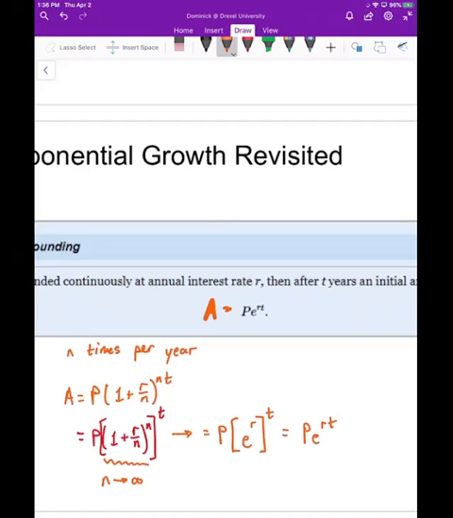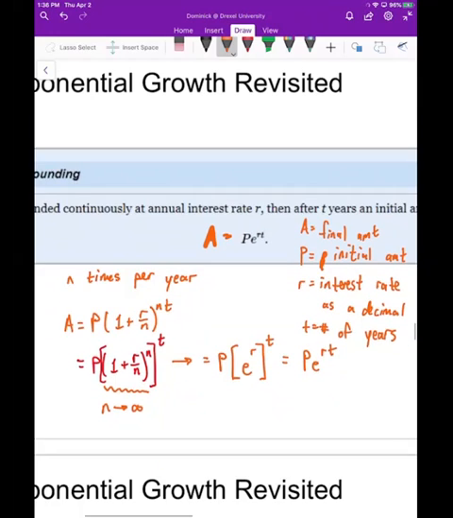Now, again, the variables here still represent the same things. P is your initial amount, or your present amount. Your r is your interest rate as a decimal. And your t is your number of years. And of course, A is your final amount. That's what you end up with.